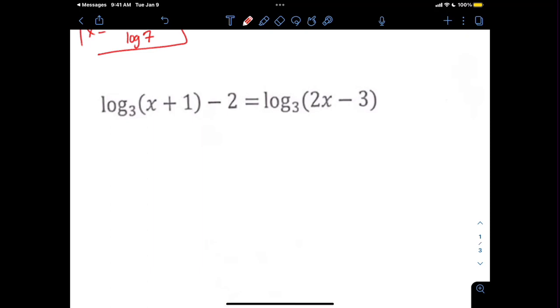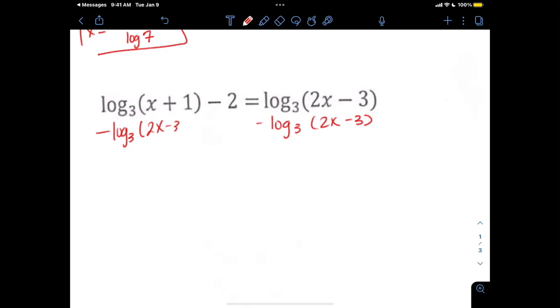So here I see that I have log base 3, I have a minus 2, I got a lot going on here. So first thing I want to do is go ahead and get all of these logs on the same side. So I'm going to move this one. I'm going to subtract it because it's positive right now. Now I'm going to rewrite the entire thing out.